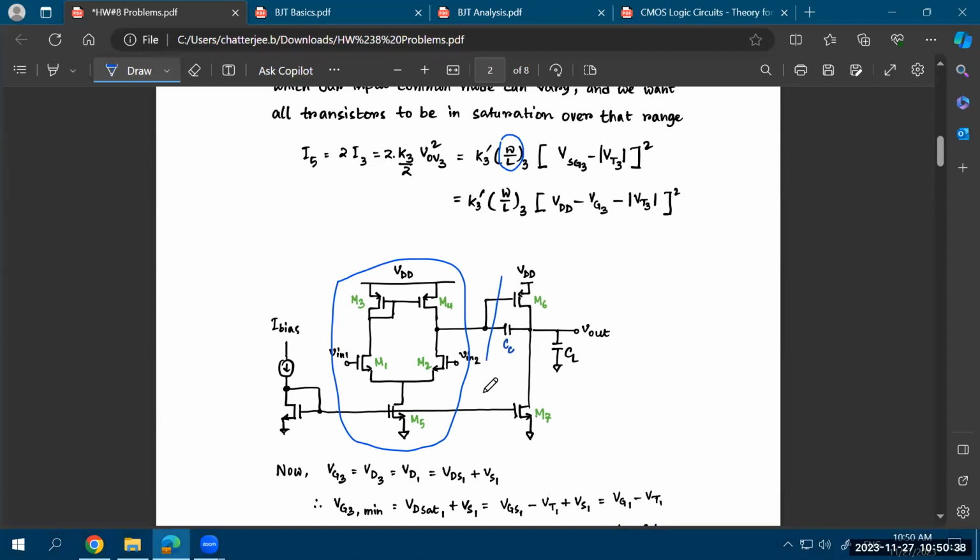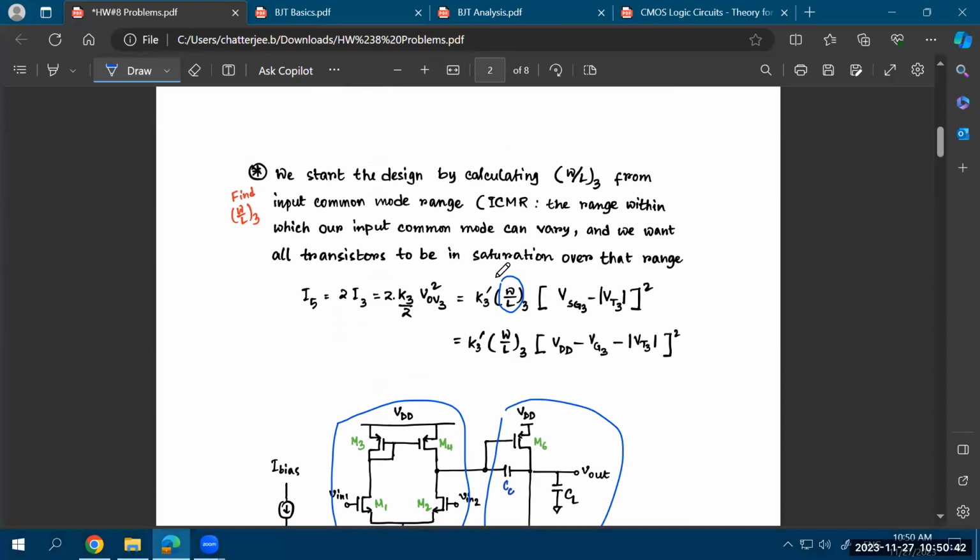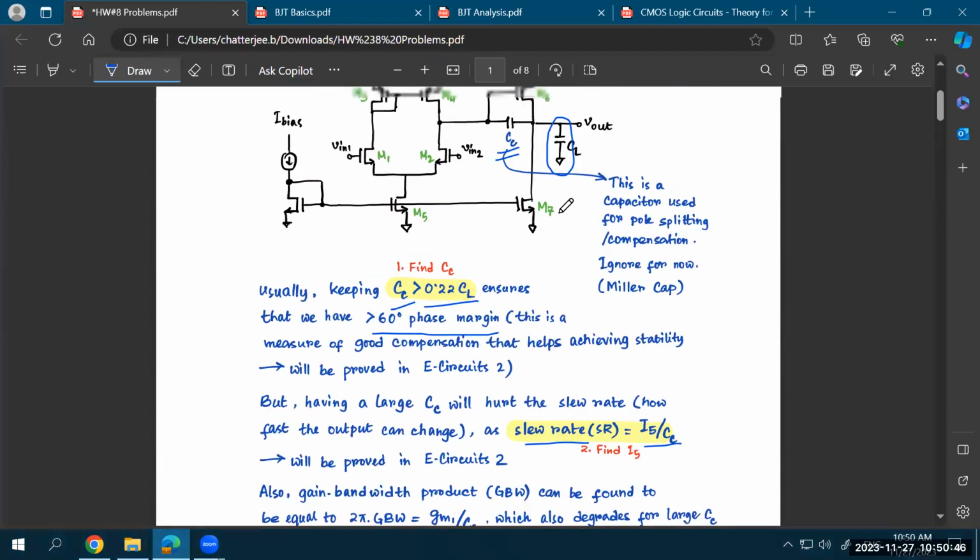And you need to find out what are the W/L ratios of this common source amplifier. The way you start that design is, of course, from the load cap value, you'll determine a value of your CC, and from your slew rate specifications, you'll fix a value of your I5. That's the current flowing through the tail current source through this transistor.